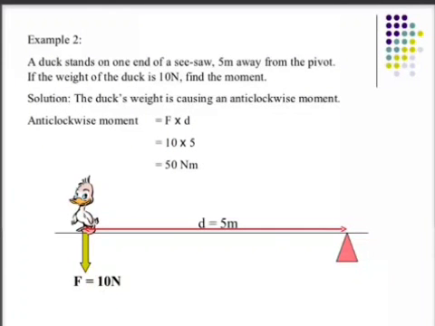Next, a duck stands on one end of a seesaw 5 meter away from the pivot. If the weight of the duck is 10 Newton, find the moment. So the weight is given, that is, weight is nothing but the gravitational force, that is 10 Newton, and the distance is 5 meter. So I will use the formula of moment of force, which is force into perpendicular distance, which is 10 into 5, answer will be 50. Please don't forget to write the unit, that is Newton meter.